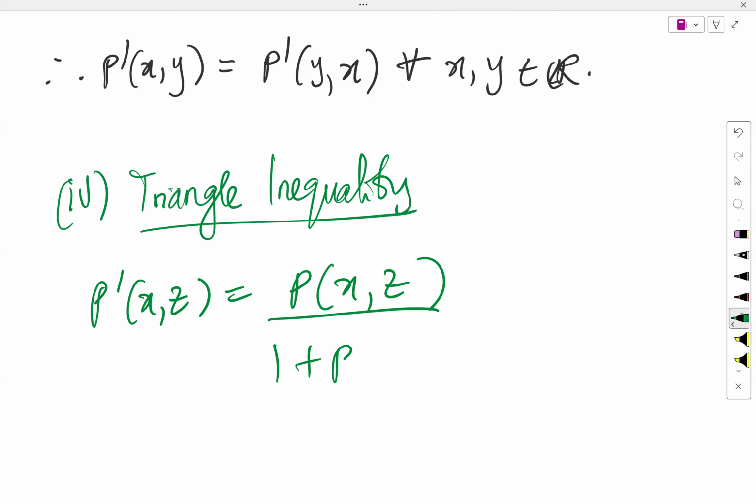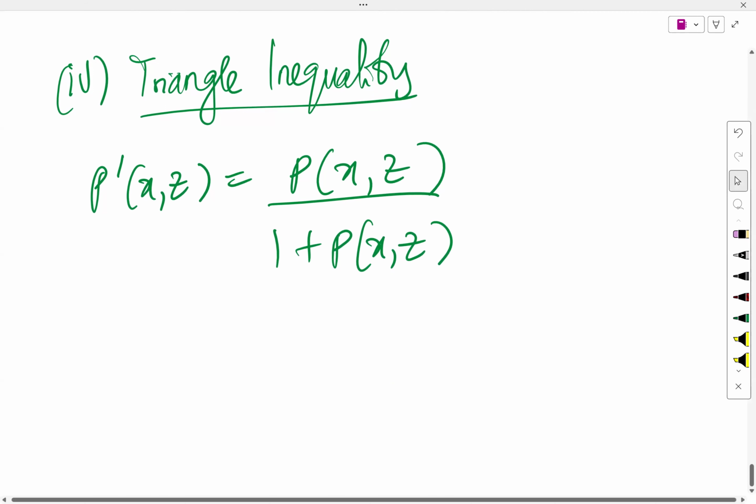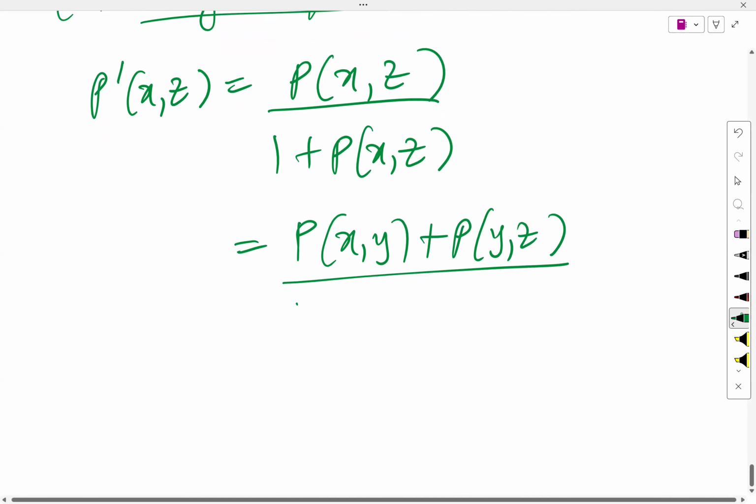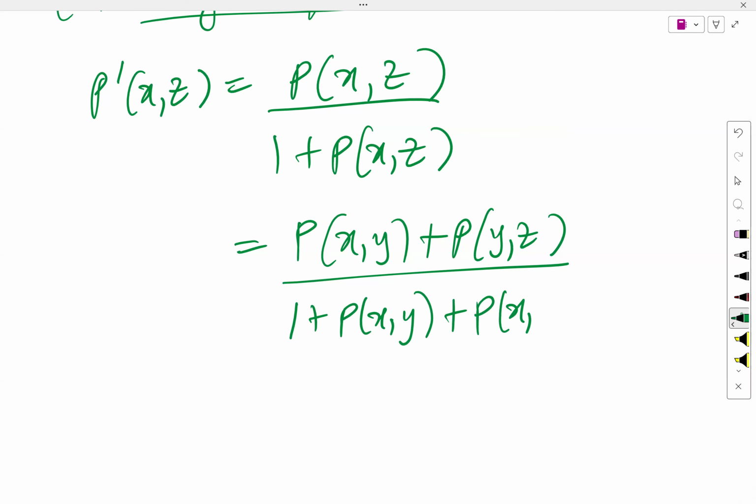All over 1 plus P of X comma Z, based on the definition, that's what we have. And what can we do? We can split this P of X comma Z. We already know that since P is a metric, it should obey the law of symmetry and the triangle law. So P of X comma Z, we can say, is P of X comma Y plus P of Y comma Z. And again, this is over 1 plus P of X comma Y plus P of X comma Z. Okay, so now this is P prime. Now P prime of X comma Z is all that.